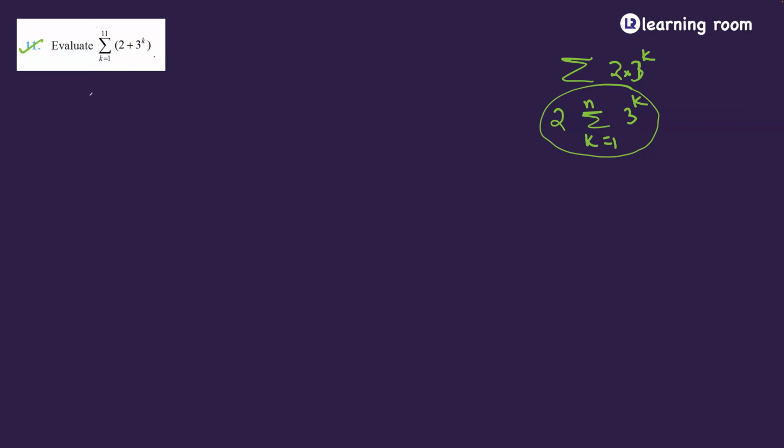So you should write it as 2 plus 3 power 1, plus 2 plus 3 power 2, plus 2 plus 3 power 3. You're able to understand? So what should be the last term? 2 plus 3 power 11. I hope you're able to understand the difference between this and this. If it is 2 into something, take the 2 outside. If it is 2 plus something, write it as one function and then do it.